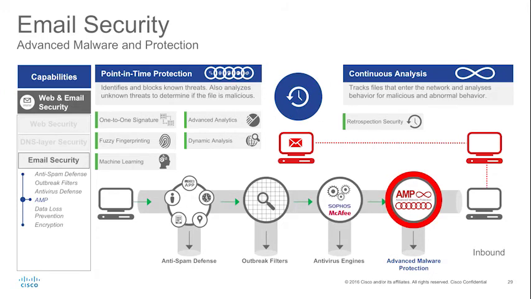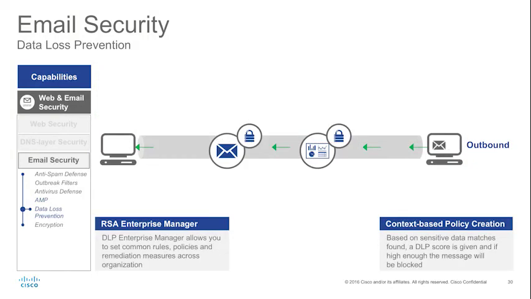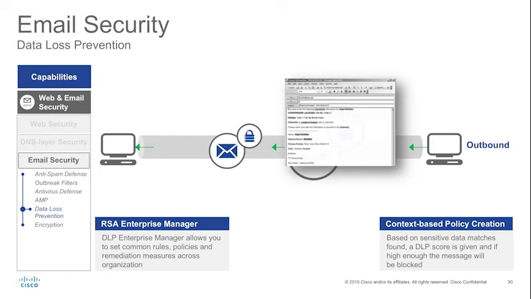Now let's look at how the customer can protect their outbound data with data loss prevention and email encryption. Data loss prevention and compliance is a key part of the Cisco email security solution. In partnering with RSA, the leader in data loss prevention, DLP technology, Cisco provides an integrated DLP to ensure compliance with industry and government regulations worldwide and help prevent confidential data from leaving the customer's network.